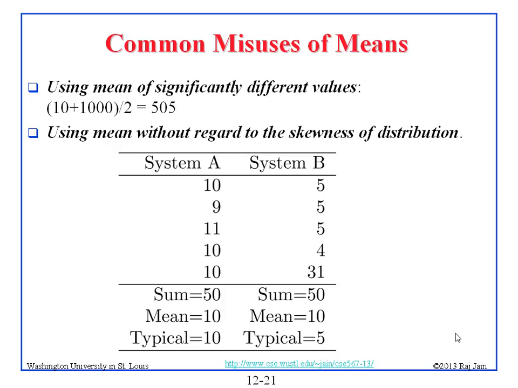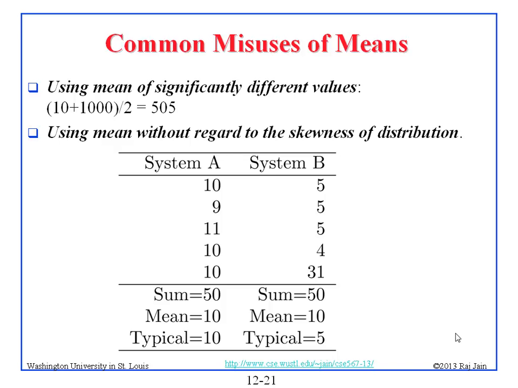Okay, and so for example, if we have numbers like this, a system A we measured for 10 hours, whatever we measured, I don't know what we are measuring here, but the number came out 10. For system B, number 5, 9, 5, 11, 5, 10, 4, 10, 31.